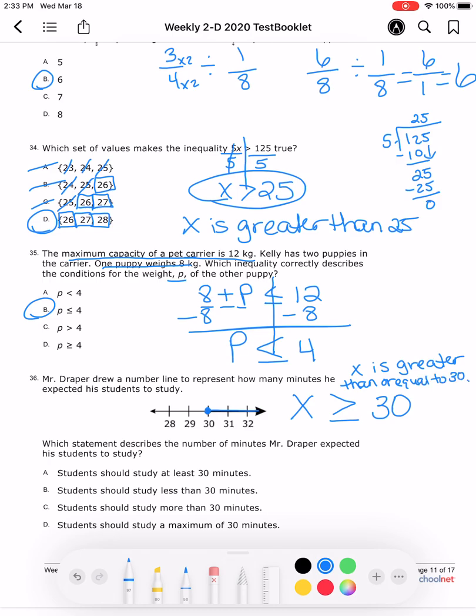So A, students should study at least 30 minutes. At least means greater than or equal to 30. So that could be it. Students should study less than 30 minutes. x is less than 30 is not what we're looking for. Students should study more than 30 minutes. x is greater than 30. Students should study a maximum of 30 minutes. So x is less than or equal to 30, because that's the most that they could spend. So A.